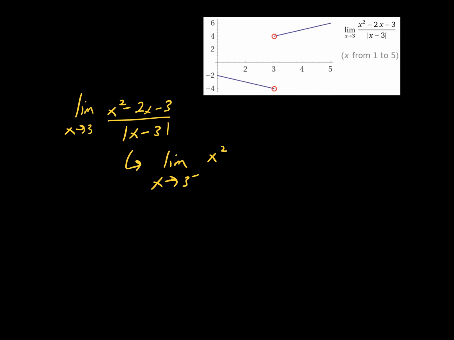I have the limit as x is approaching 3 of x squared minus 2x minus 3, all over the absolute value of x minus 3. Now, if the limit exists going to 3, we need to know what is the limit as you're approaching 3 from the left-hand side. And, well, here's the function. Remember, it's x squared minus 2x minus 3. And on the left side, we use the negative.